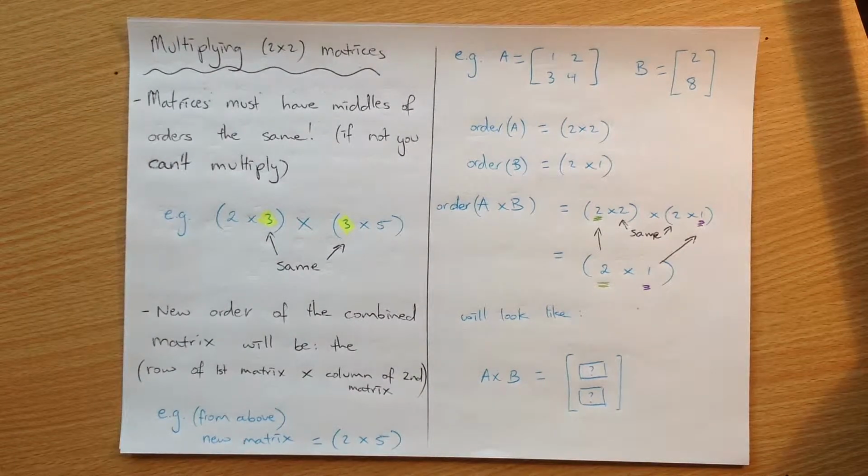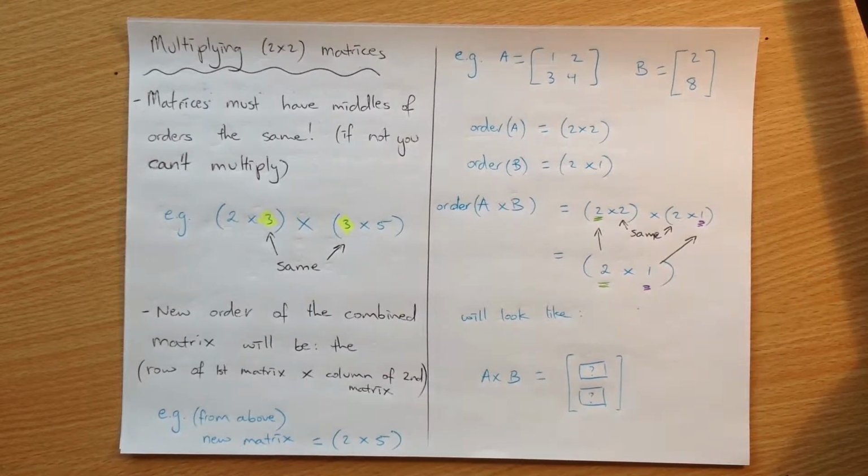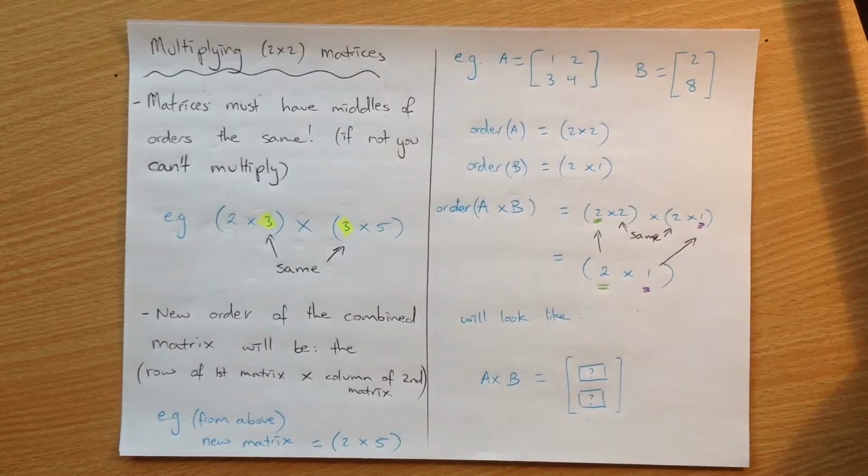Right guys, there's good news and there's bad news. The bad news is multiplying 2 by 2 matrices is something that's inherently confusing, and a lot of people find it quite difficult, and some people will just struggle with it all the way through the end of the year and they won't be able to do it.